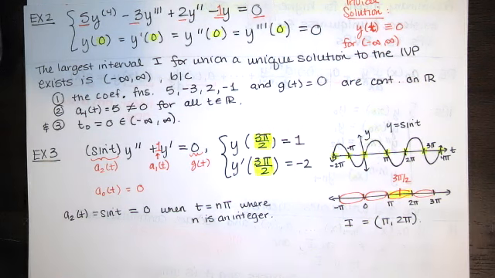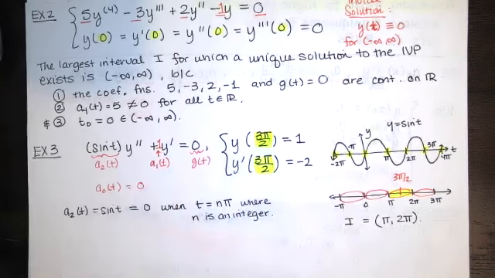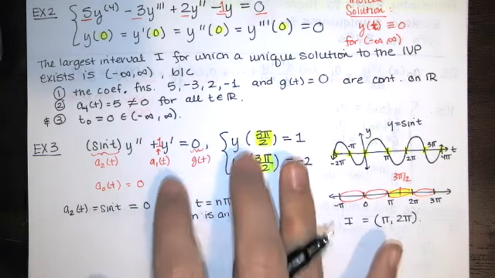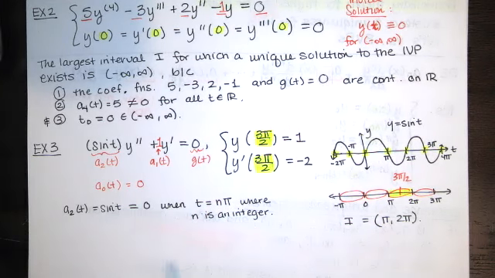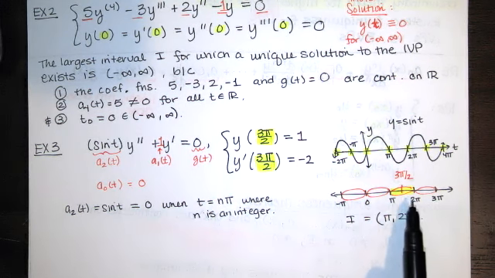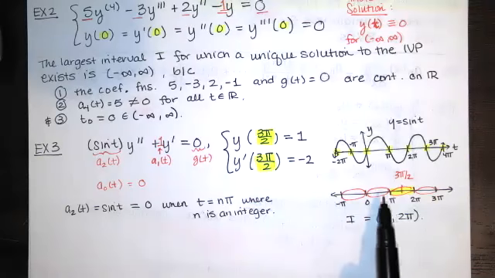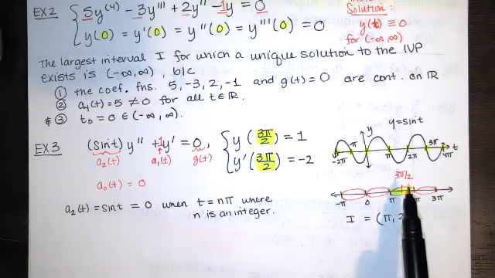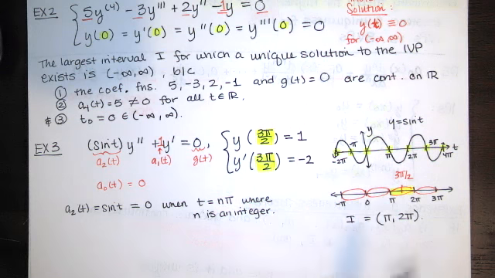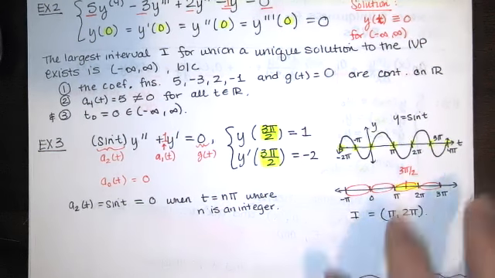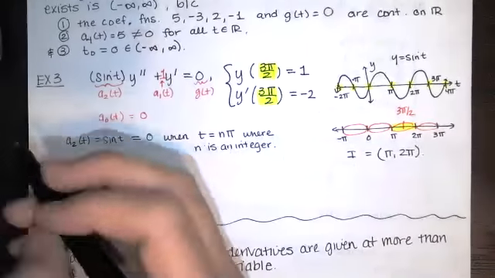But the reasoning is this. The coefficient functions are continuous for the entire real line. A sub 2 of t is not equal to 0 on the interval from pi to 2 pi, and the initial value t naught is on that interval. So to justify our answer, we'll say this.